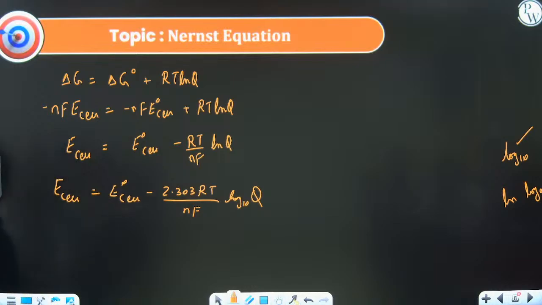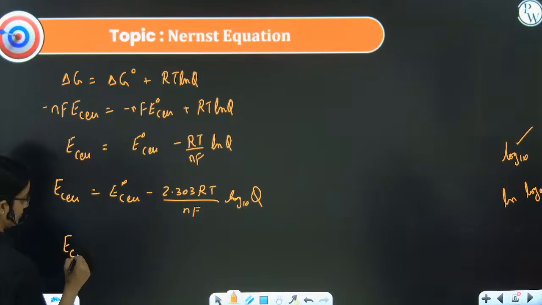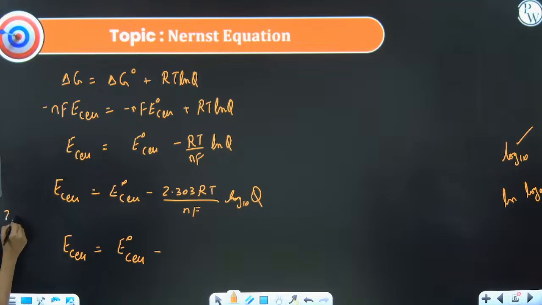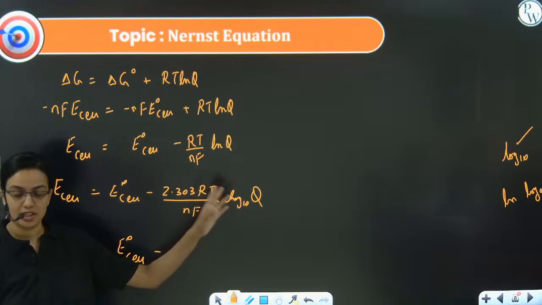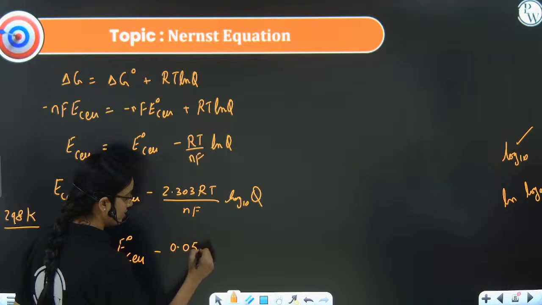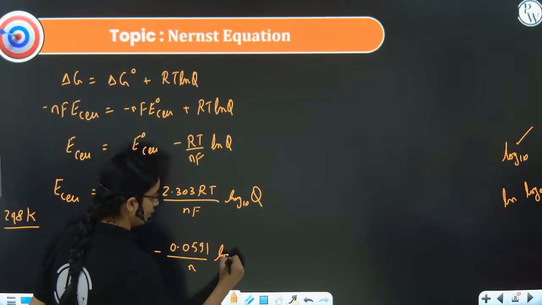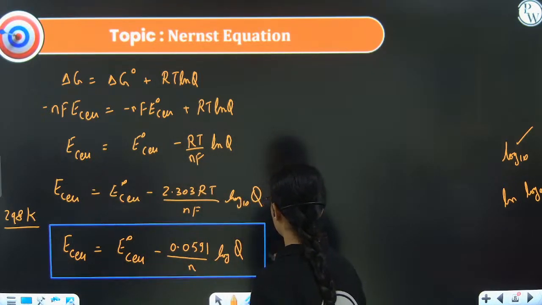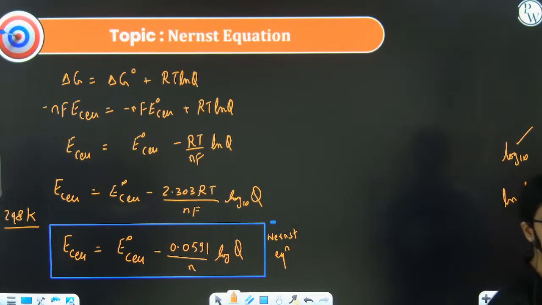Q you know how to write? Reaction quotient. Now if I put all the values here and measure at 298 Kelvin temperature, putting R value as 8.314, T 298, F is constant. So the reduced formula I get as E cell is E naught cell minus 0.0591 upon n log Q. This is your Nernst equation. Note it.